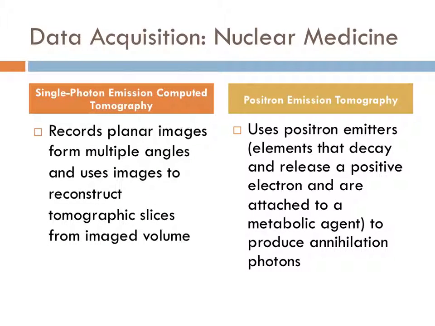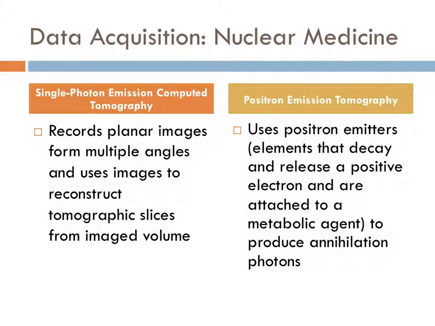Moving on to nuclear medicine. Nuclear medicine imaging uses tracers tagged with radioactive materials that are injected into the patient and are then redistributed according to the metabolic activity in the different areas of the body. Different types of nuke med machines are the single photon emission computed tomography and the positron emission tomography, also known as the PET scanner. The single photon emission computed tomography records planar images from multiple angles and uses the images to reconstruct tomographic slices from the image volume.